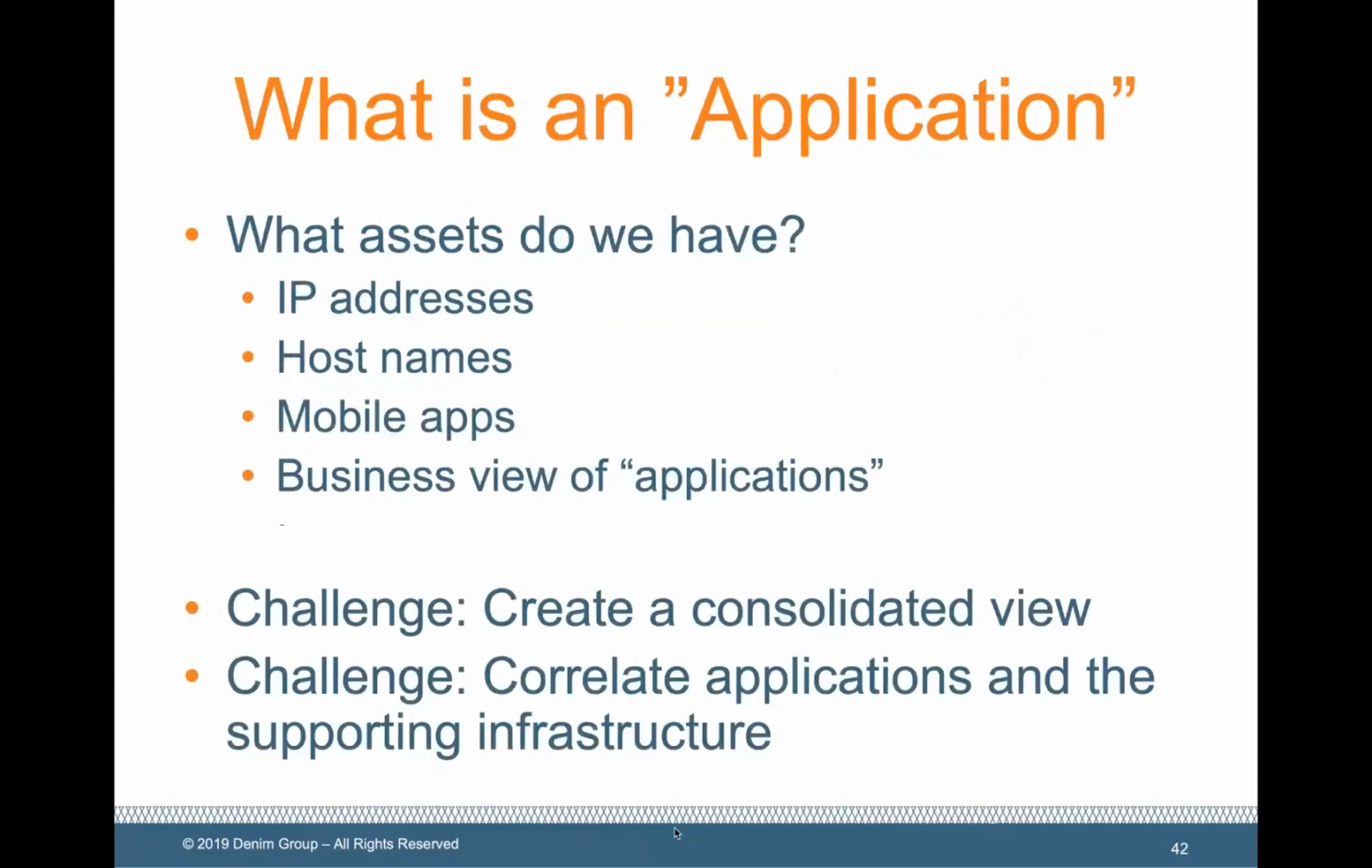Again, shadow IT. So what is an application? Right now what we've got is a list of IP addresses, a list of host names, hopefully a list of mobile apps, and a business person's view of what applications they have. From that, you need to create a consolidated view, and you also need to correlate those applications with the supporting infrastructure, because that's required to have a full understanding of the risk that you're exposed to associated with these applications.